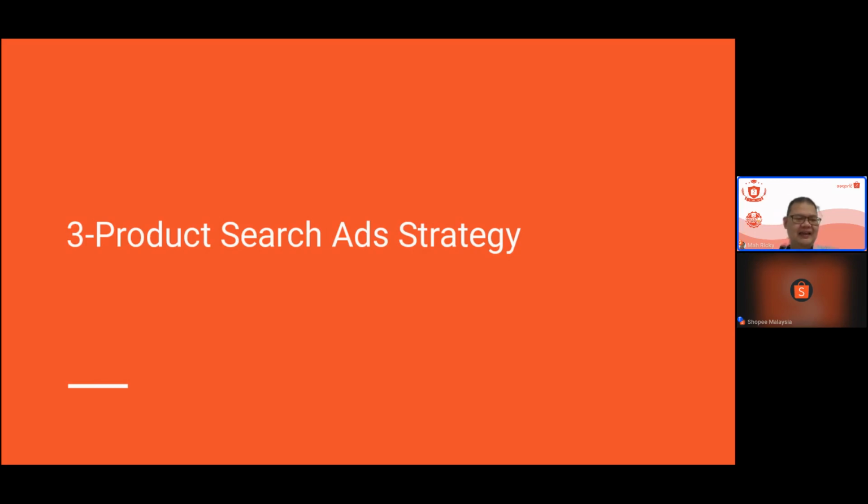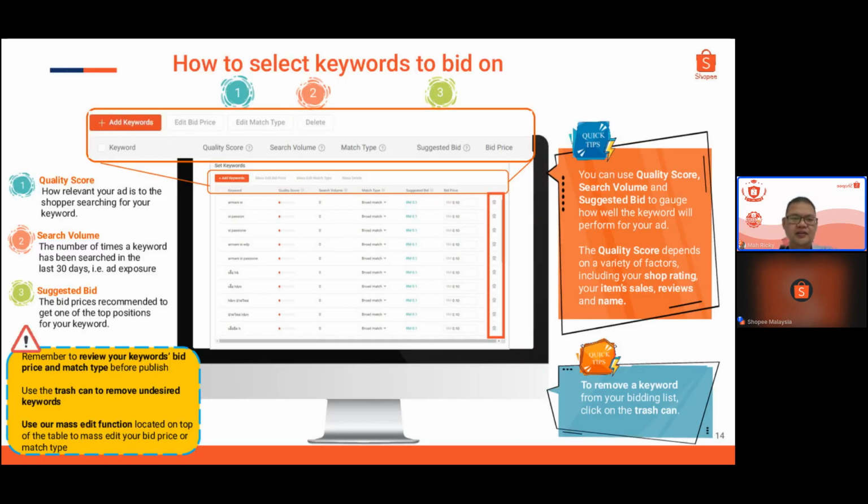Next, product search ads strategy. This one is about how to select the keyword to fit in. As I mentioned before, we need to use related keywords. Why related keywords? Because customers must search for the thing they want, and only then will they type in the right keyword. So if you simply put in any keyword, it will make your ads cost higher.